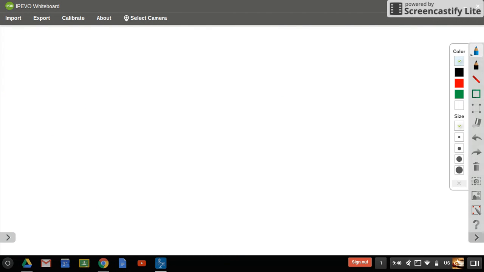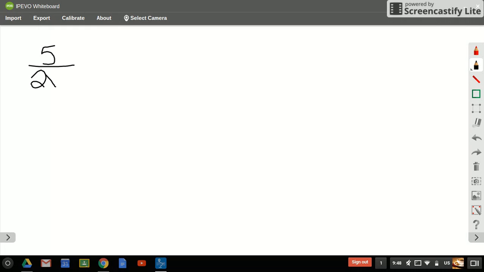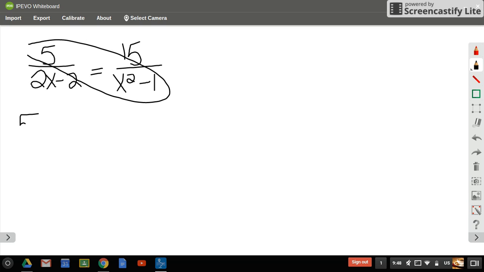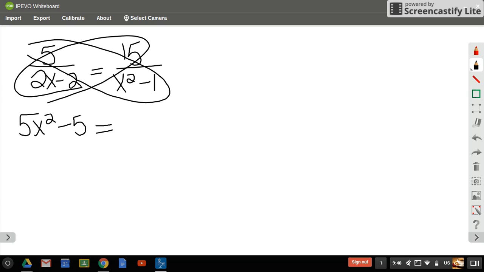All right, so for the second problem here, we're going to do one that does not have the same denominator. So this is 5 over 2x minus 2 equals 15 over x squared minus 1. Here we don't have any addition, so we can just go straight into cross multiplication. When we do that, we have 5x squared minus 5 on the left equals 30x minus 30 on the right.